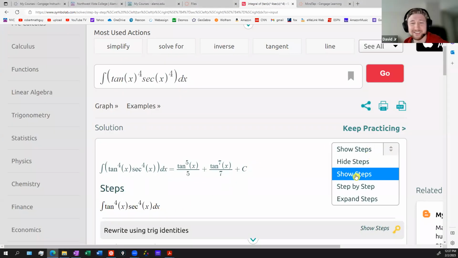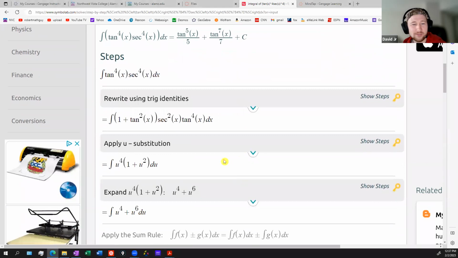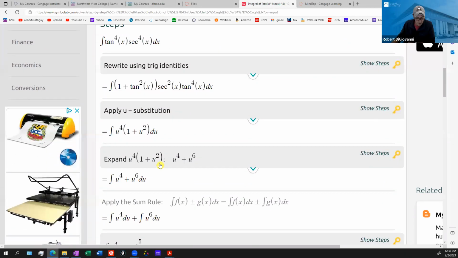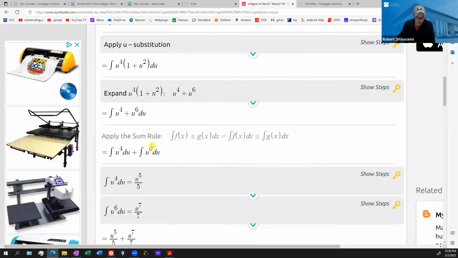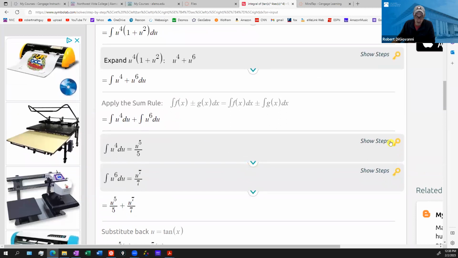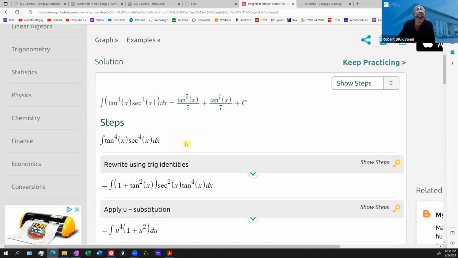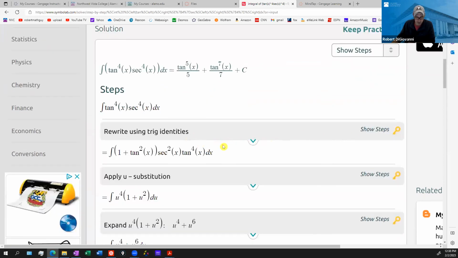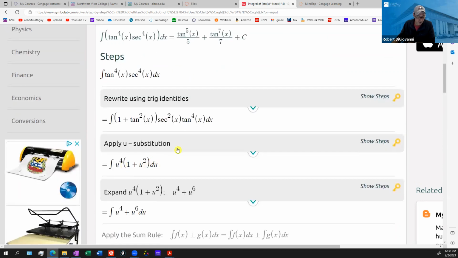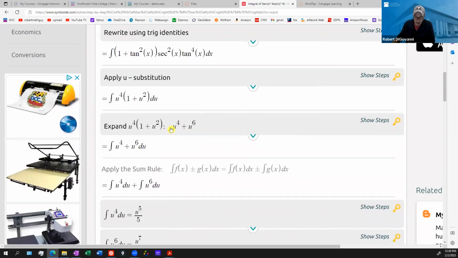Show steps. Even a blind mouse can find cheese sometimes. Yeah, no, they did good. So this explains all the steps. You have to unlock some of the intermediate steps, but it tells you right here, well, no, it's locked. Rewrite it using trig identities, apply a u substitution. Doesn't tell you what the u substitution is though, right? Oh yeah, and then expand. If you have to pay to see this step, then you've got bigger problems.